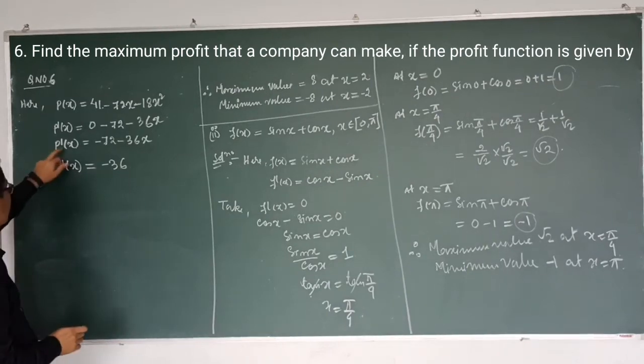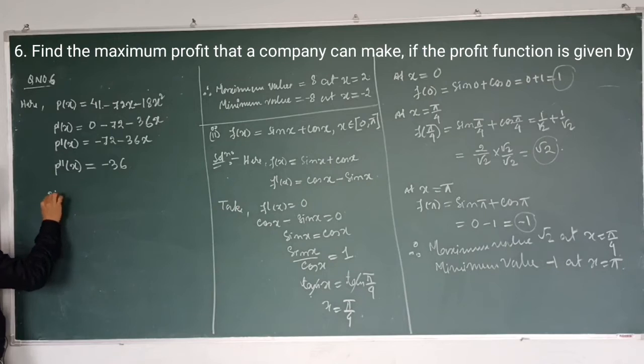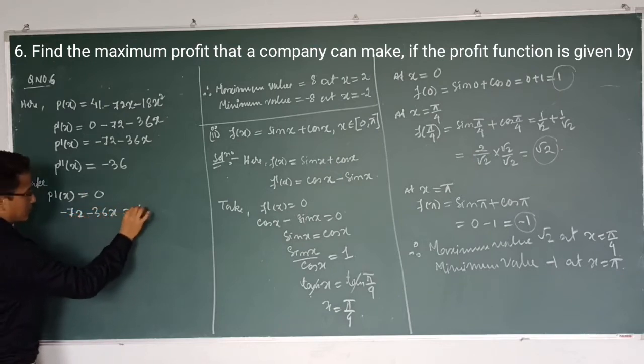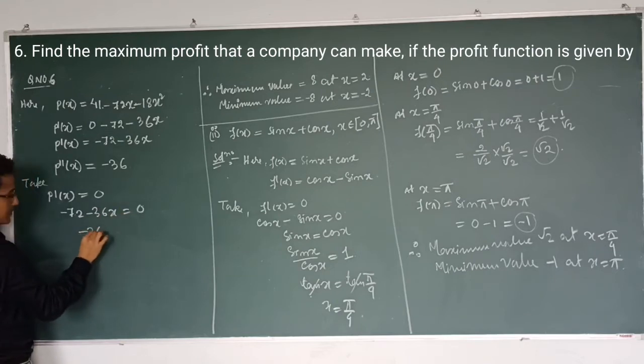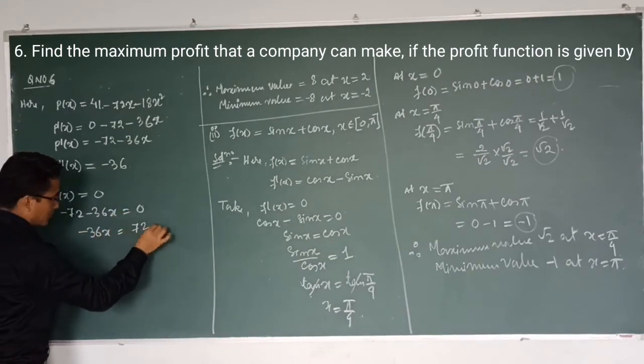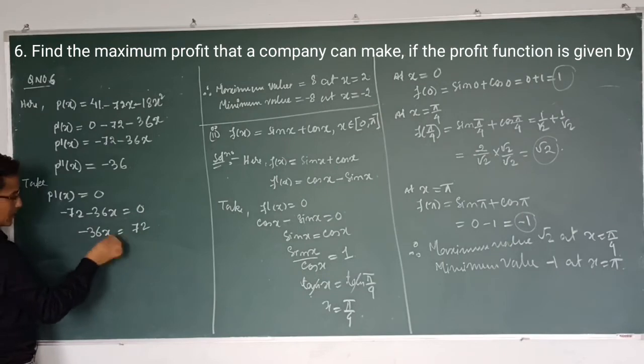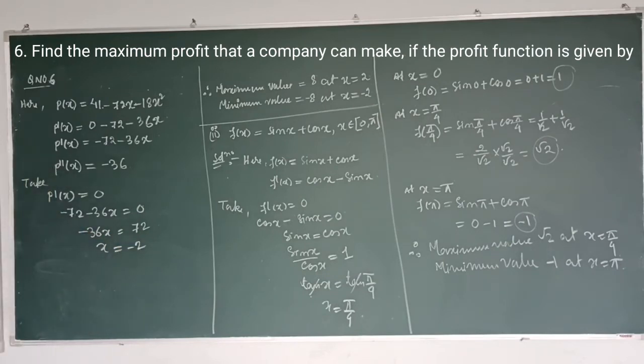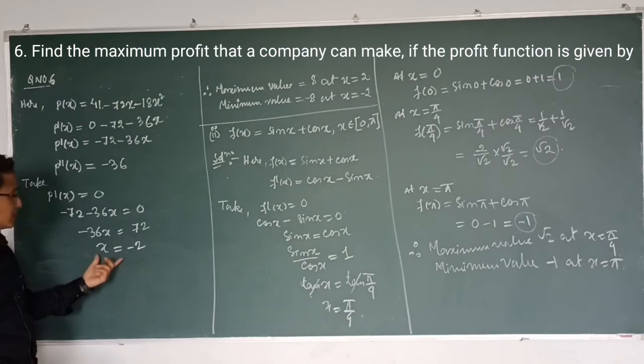With the help of P dash x, we take P dash x equal to 0 to find the critical point, that is minus 72 minus 36x equal to 0. That means minus 36x equals 72, so x equals minus 2. The value of x is minus 2, so our critical point is minus 2.